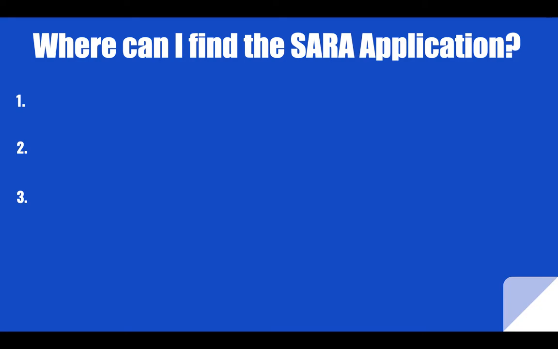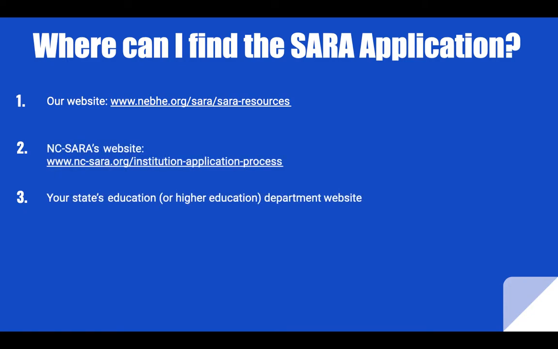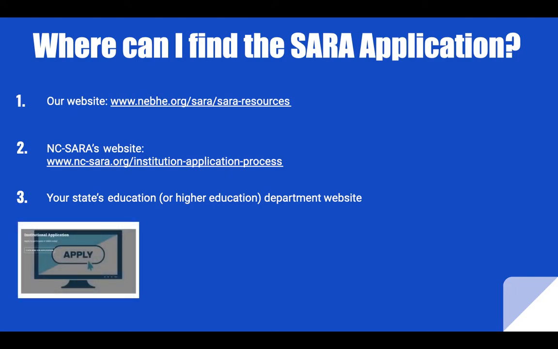The first part of starting this application is finding the application. The SARA application is the same no matter the state or the institution type. So whether your institution is a for-profit, a not-for-profit, or a public, the SARA application is exactly the same. The application can be found in one of three places: our website, which you're on right now, NC-SARA's website, or your state's education or higher education department website. Since you are already here on NEBHE's site, in order to find the application, all you have to do is scroll slightly up on our page from the video you are currently watching and find the application labeled there.